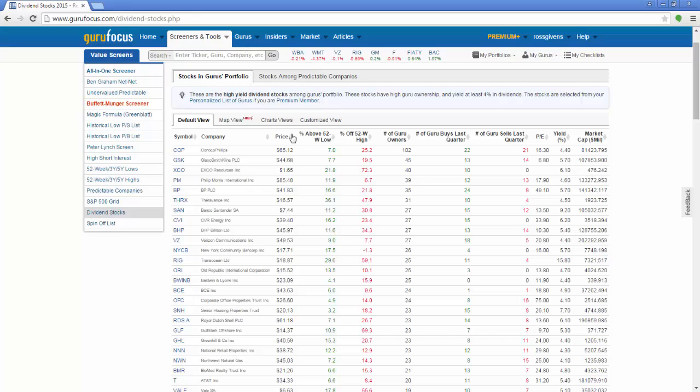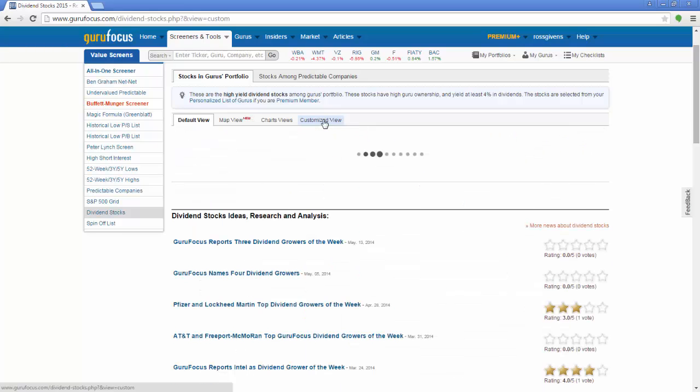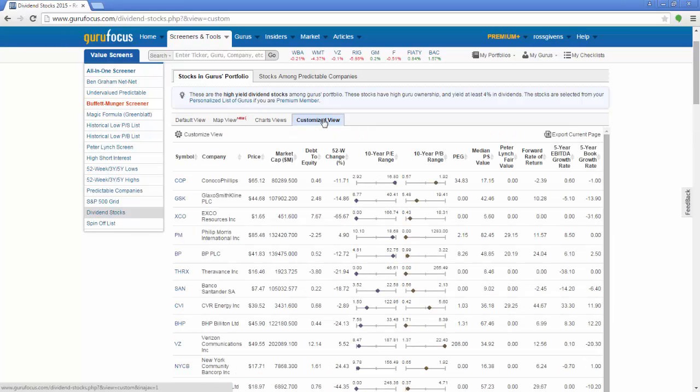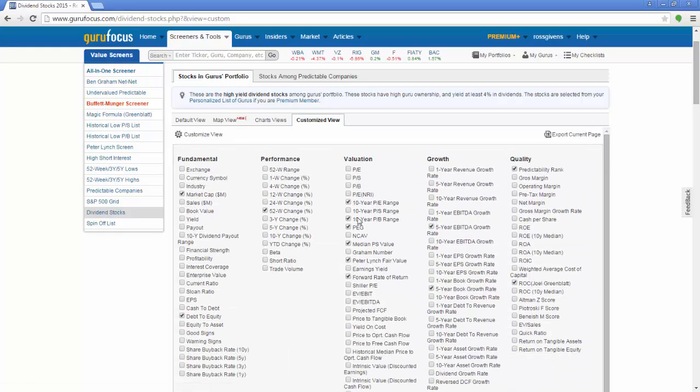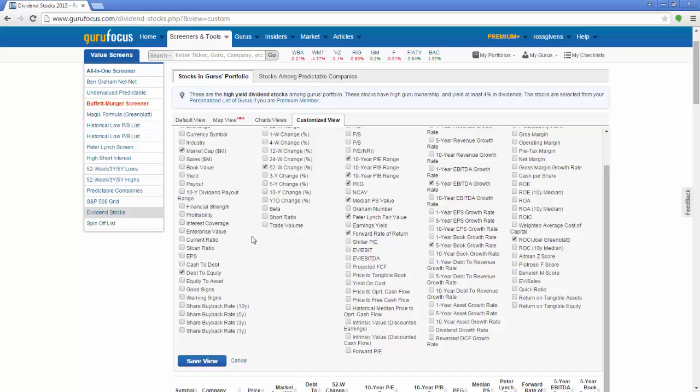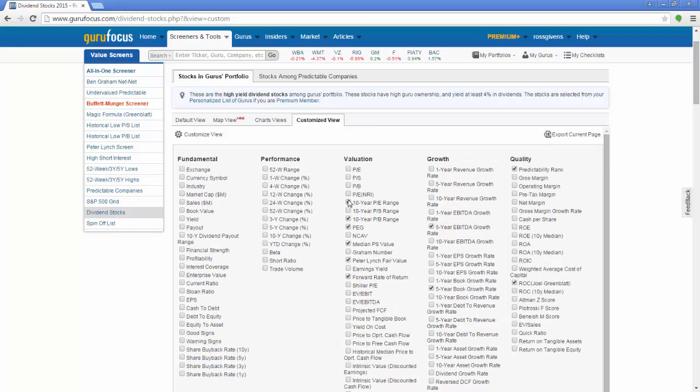By default, it's showing you the price, 52-week price range, number of guru owners, buys, PE, etc. You can customize this view by clicking Customize View here and selecting the categories you want to be displayed. So that we're not really concerned with debt to equity, the current market cap. Just for our purposes of this, let's take some of these off.